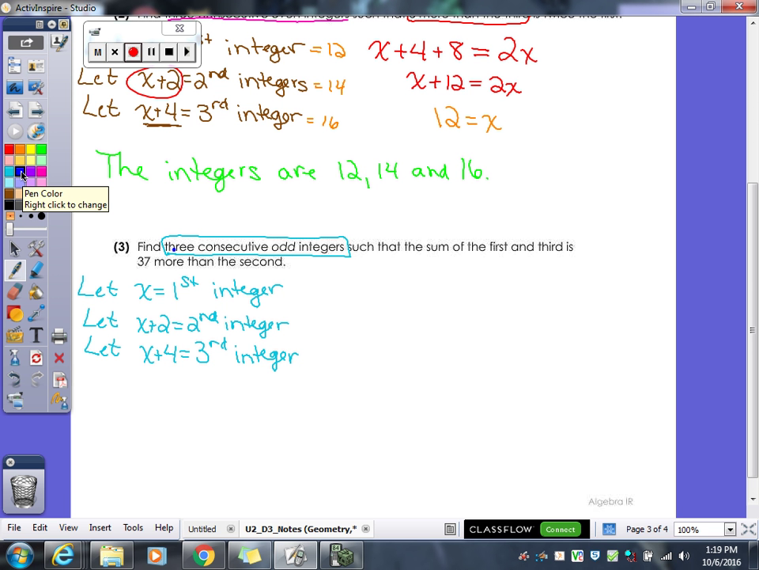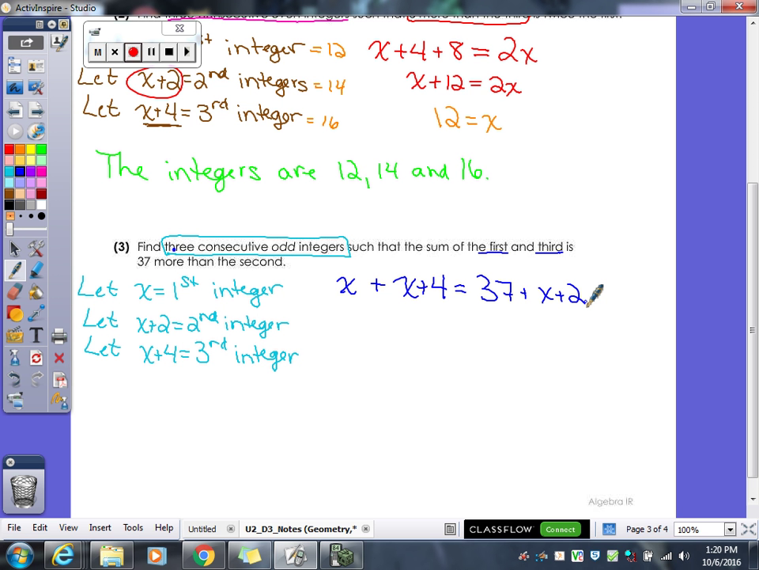So for our equation, the sum of the first and the third. So sum tells me I'm going to add these. My first integer is x plus my third integer is x plus 4 is, so that is my equal sign, 37 more than the second. How would we write 37 more than the second? You could put the 37 first. Or you could write x plus 2 plus 37. Our commutative property allows us to change that.